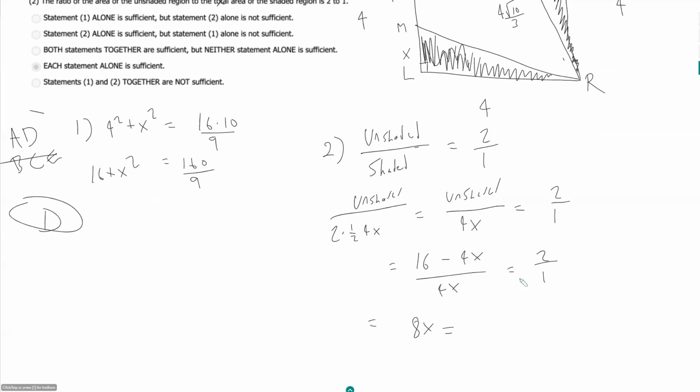8x is equal to 16 minus 4x. Then we get 12x is equal to 16. So x is equal to 16 over 12, which divided by 4, 16 divided by 4 is 4, 12 divided by 4 is 3. So PQ is equal to 4 thirds. And you should get the same thing if you solve for x up here, but I don't want to do that, so you can check that on your own. D, though, is the answer.